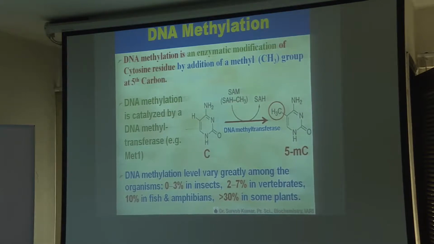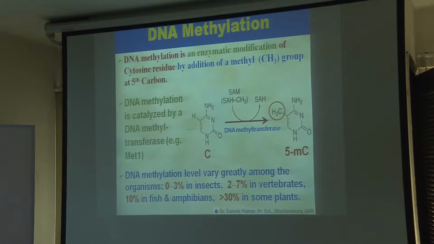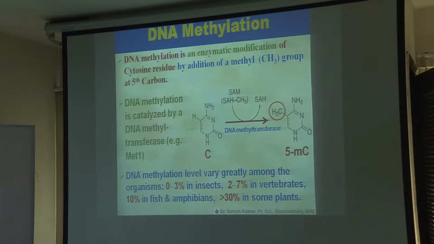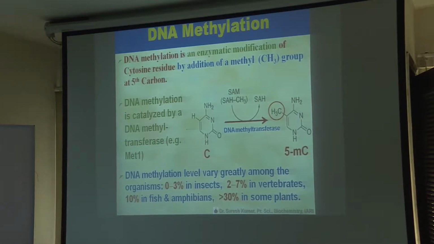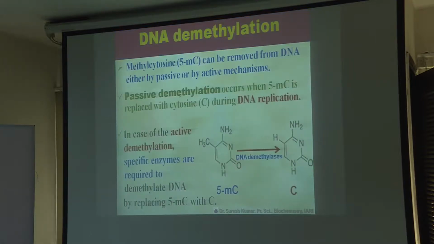Otherwise, out of 100 you would find 25% of each base. So, of course, out of 25%, 30% are methyl cytosine. Okay. So, they are very much abundant, not very few. Of course, in some organisms they are not there.